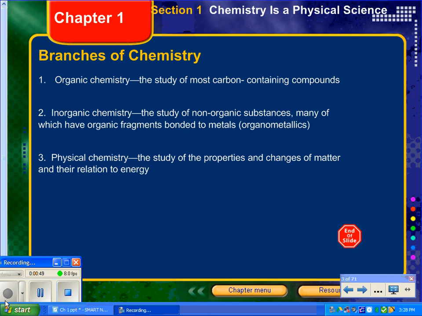Physical chemistry is the study of the properties and changes of matter and the relation to energy. So anytime in here it talks about energy, generally it's referring to heat. So they'll study chemical reactions and determine how much heat is given off or how much heat is taken in.